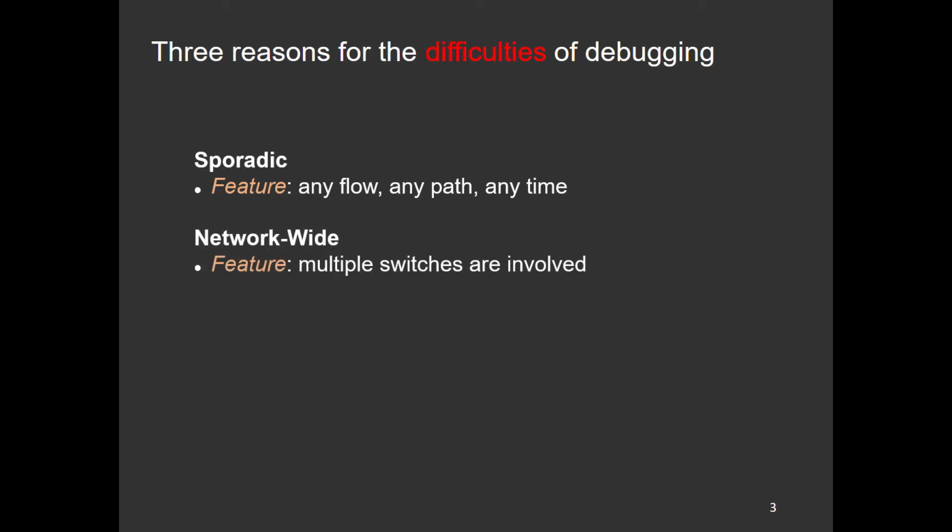I concluded three reasons for the difficulties of debugging. The first reason is that the latency problem happens sporadically in the network, meaning the problem may happen on any flow with any path at any time. The second reason is that one specific problem may involve multiple switches across the whole network. And the last reason is that the problem may last only for a short time and die away very quickly. If we want to catch the root causes for those transient problems, the debugging system needs to retrieve the information very quickly.